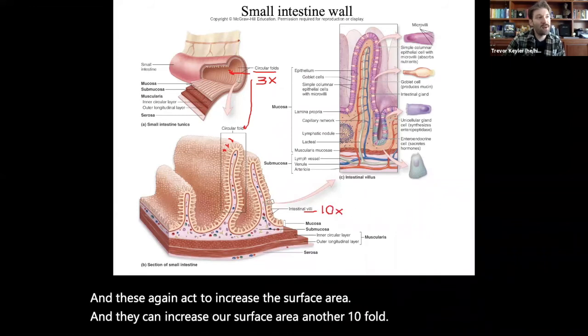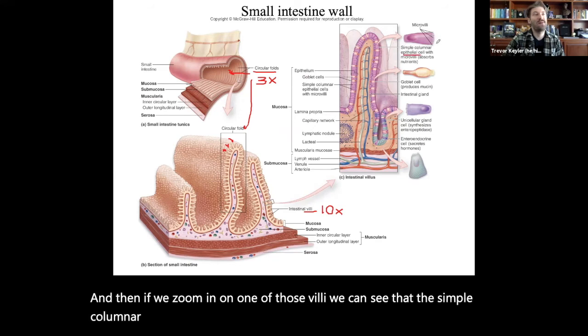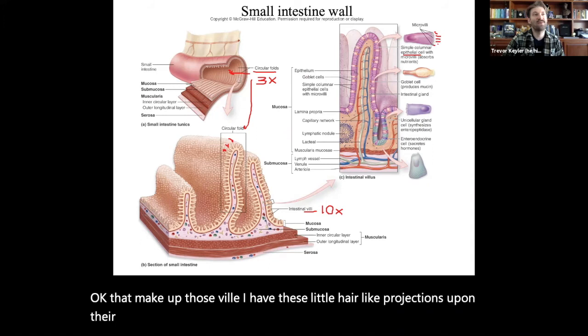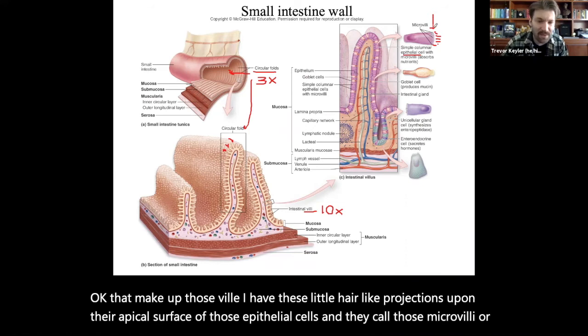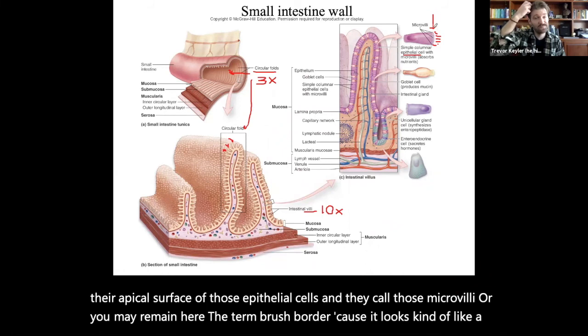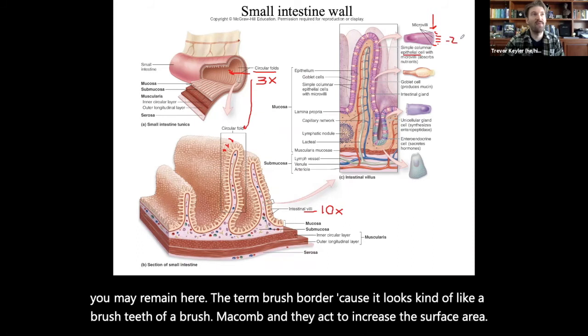And then if we zoom in on one of those villi, we can see that the simple columnar epithelial cells that make up those villi have these little hair-like projections upon their apical surface. They call those microvilli. Or you may hear the term brush border, because it looks kind of like the teeth of a brush, of a comb. And they act to increase the surface area another 20-fold.